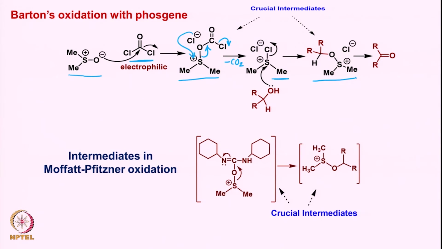If you look very carefully, whether you consider this as an intermediate or this as another intermediate, the second intermediate is of this kind. This intermediate is very similar to this particular intermediate, because you have a leaving group on the sulfur which is connected to the oxygen in this case, or in this case you have a chlorine as a leaving group. So both these crucial intermediates which I have been mentioning from the beginning, whether in the Pfitzner-Moffatt oxidation or the Barton oxidation, are similar in nature.